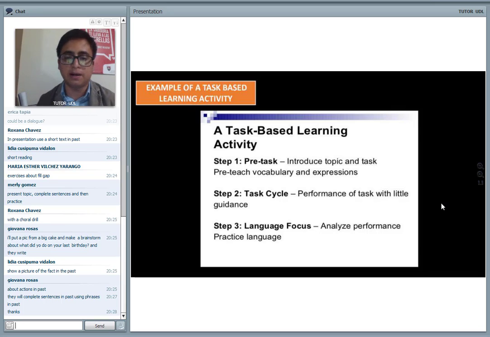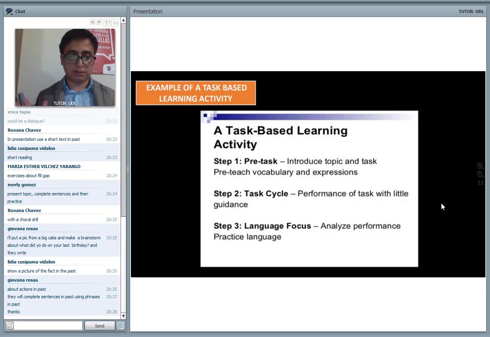So a task-based learning activity. Step number 1, that is the pre-task. You introduce the topic and task. Pre-teach vocabulary and expressions. Most of the task-based learning activities are used for a speaking part, but inside those activities, you can include the grammar activities as well.